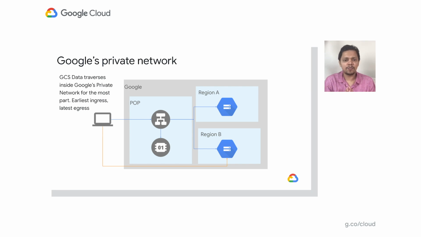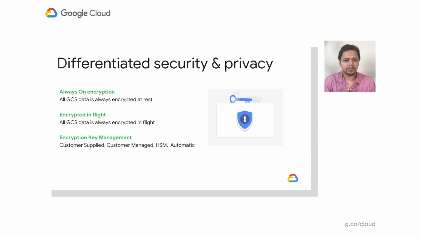Encryption is another very important aspect of security, and with GCS all your data is always encrypted. So whether it is your data in flight or whether it is your data at rest, all of your data in GCS is always encrypted, and we offer you an entire range of choices for managing your encryption keys. So whether you want to use customer supplied encryption keys, or customer managed encryption keys, or hardware security module, or you just want to use Google's default automatic encryption, you have all your choices when you use GCS.